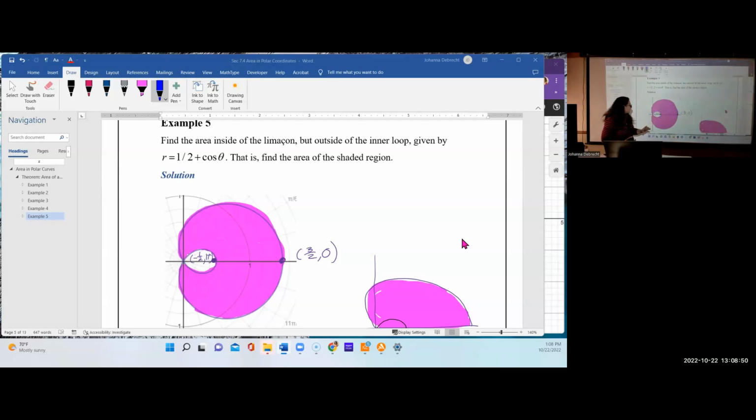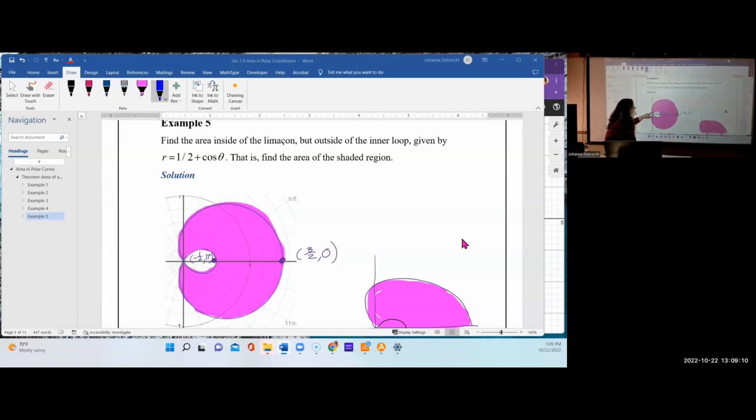I need to find those angles. Now coming out here, it looks pretty clear. It's probably at the angle theta equal to 0. But let's check it and see. We can tell from the graph that that's at 3/2. So if I plug in 0 for this, I do in fact get 3/2. So that is that point right there.